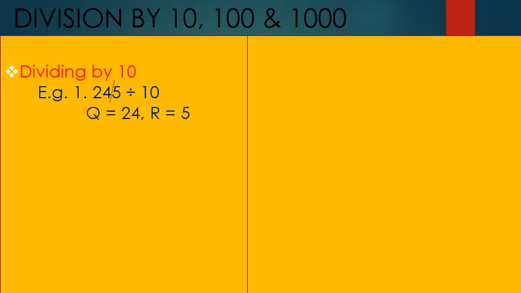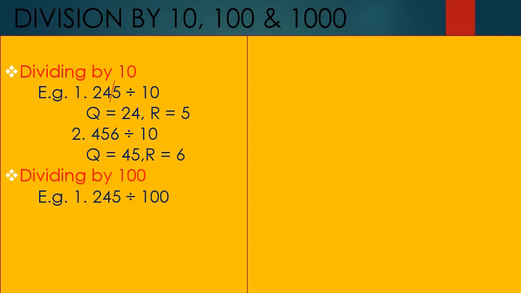Let's learn how to divide a number by 10, 100 and 1000. Dividing by 10. The rule is very simple. Count the zeros. How many zeros are there in 10? 1. So you will remove the last one digit from the question. 245. The last digit is 5. So the quotient will be 24. The remainder will be 5. Second example, 456 divided by 10. Similarly, only the last digit at the ones place, that is 6, will become the remainder and the rest will be your quotient.